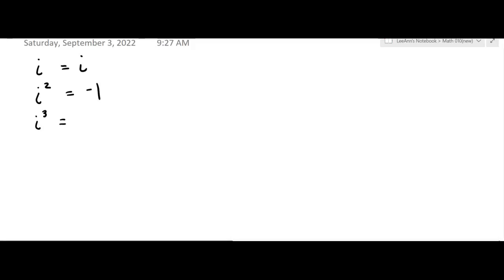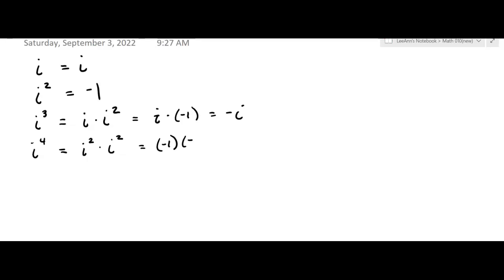Well, i cubed, you could write that as i times i squared, which would be i times -1, which would be -i. Okay. So what about i to the 4th? Well, you could say that's i squared times i squared, which would be -1 times -1, which is 1.